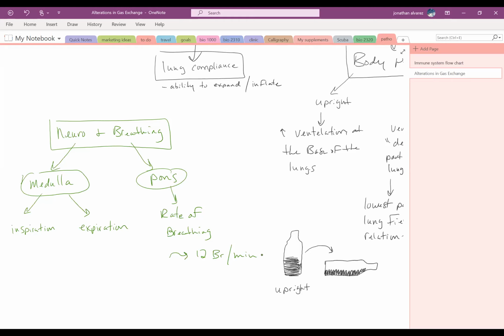So if you are resting, everything's calm and cool, let's just say it's about 12 breaths per minute. And if you start exercising, the degree of your exercise, like sprinting versus jogging or brisk walking, will determine how many breaths per minute you're going to take.